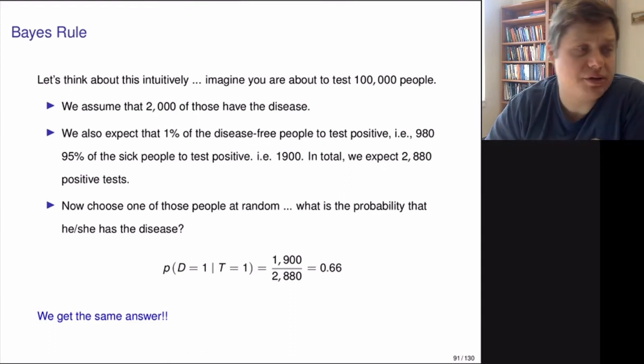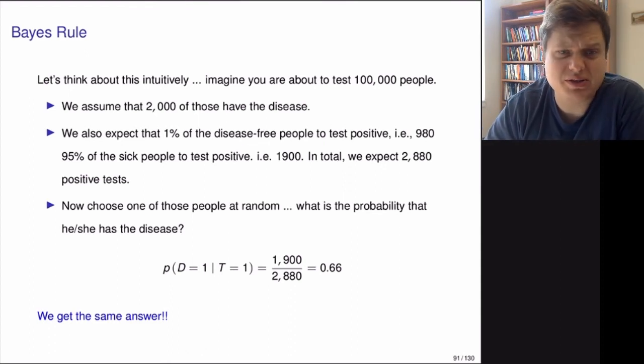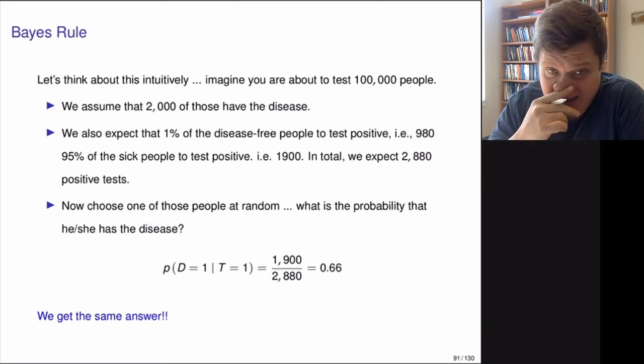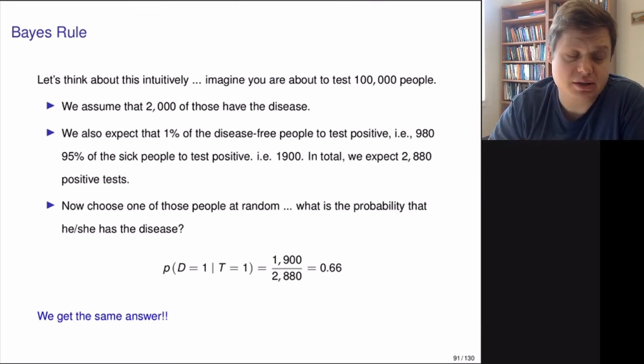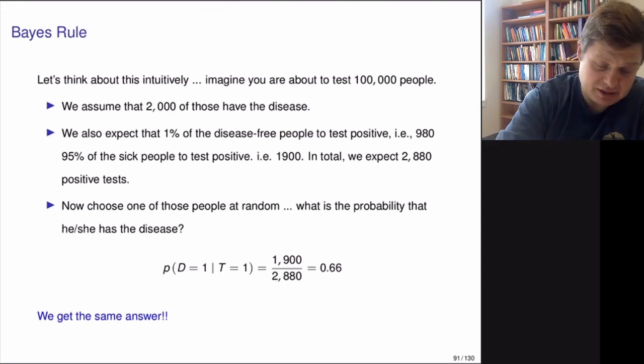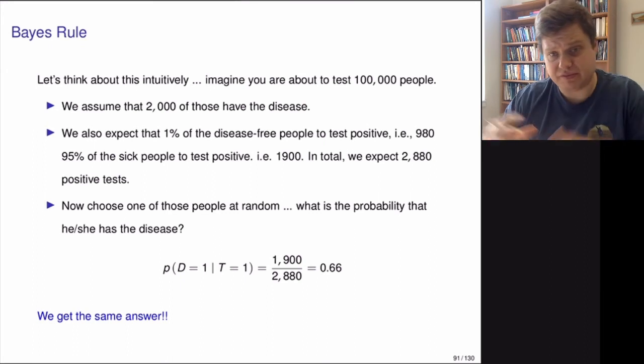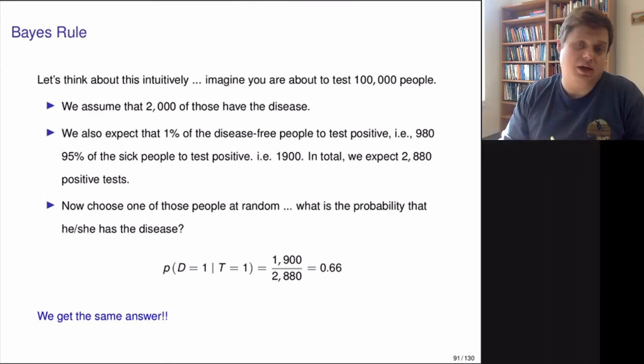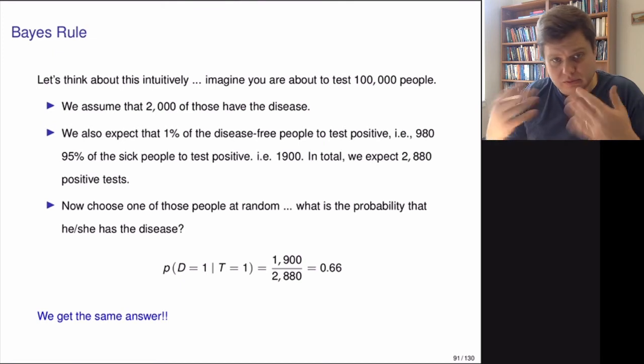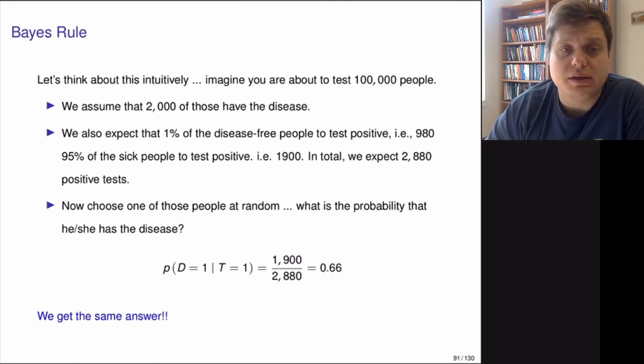But another way to think about this is just intuitively. Bayes' rule is nothing but common sense. We're going to do the same experiment as we did for the breast cancer. So imagine you have 100,000 people, and assume that 2,000 of those have a disease, right? So that's our 2% prevailing rate. So you start with a relatively large population, and we know on average 2% will have a disease. So in our case, we'll just take 2,000. And we also expect that 1% of the disease-free people will test positive.